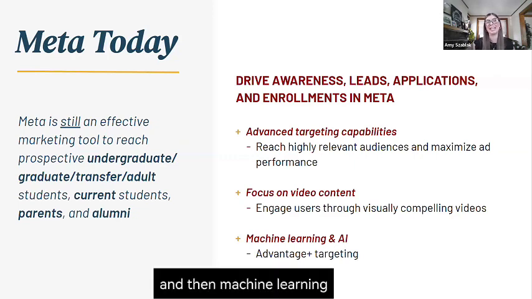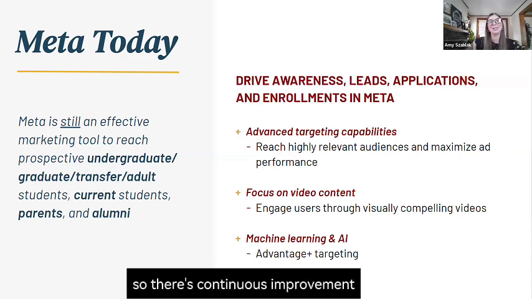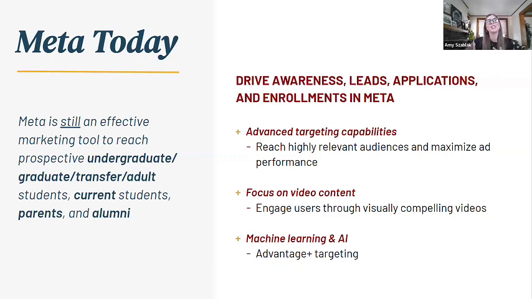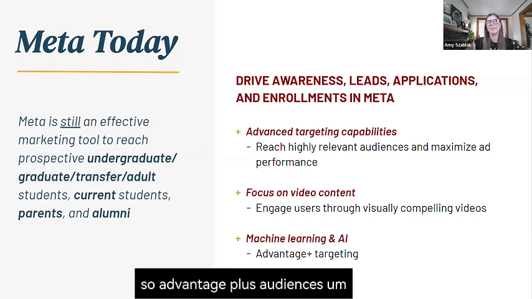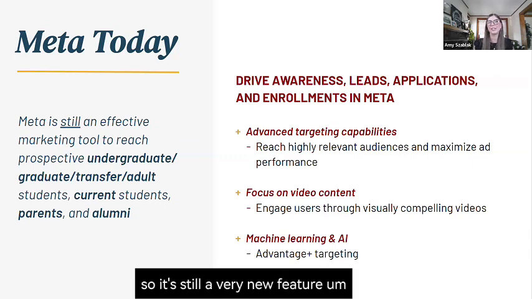And then machine learning and AI is a huge focus for Meta right now. So there's continuous improvement in features like lookalike audiences, Advantage Plus audiences to help you find the right audience. So Advantage Plus audiences is a type of AI audience through Meta, and it's a targeting setting that allows Meta to use AI to determine the audience that will see your ads. So it's still a very new feature.